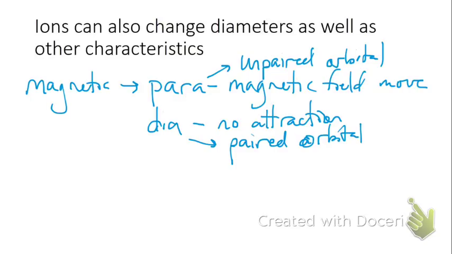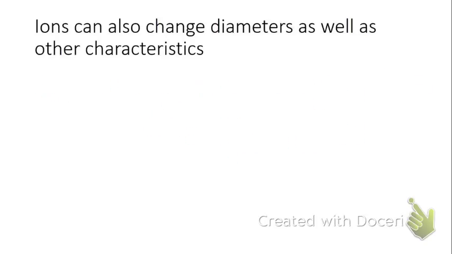So let's look at an example to see if something is paramagnetic or diamagnetic. And this is going to be number 67 in your book. So 67, we're going to write orbital diagrams. The only way you can know if something is para or dia is through the orbital diagrams. And let's look at chromium 3 plus.